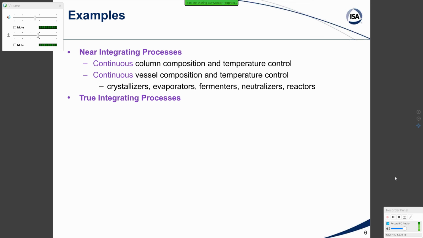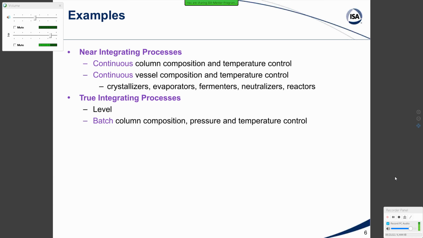And then there's the true integrating processes. And level being the classic, the ramp rate of the level increase is the inflow minus the outflow. Then batch column composition, pressure, and temperature control.